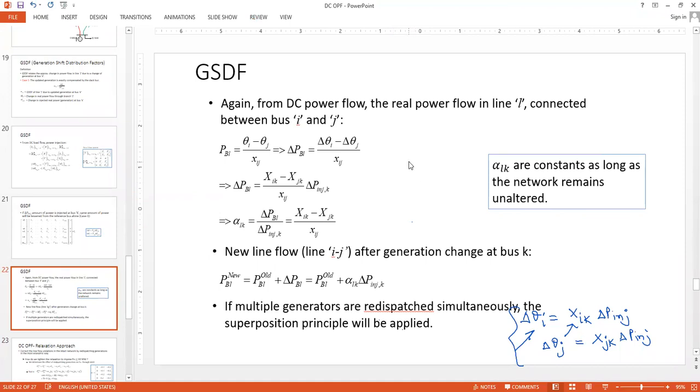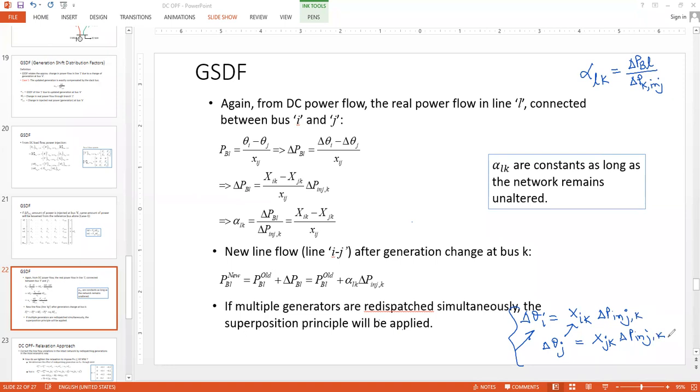So now, talking about the power flow, because remember, our target is to find alpha Lk, which is equal to del P of the branch number L divided by del P injection K.